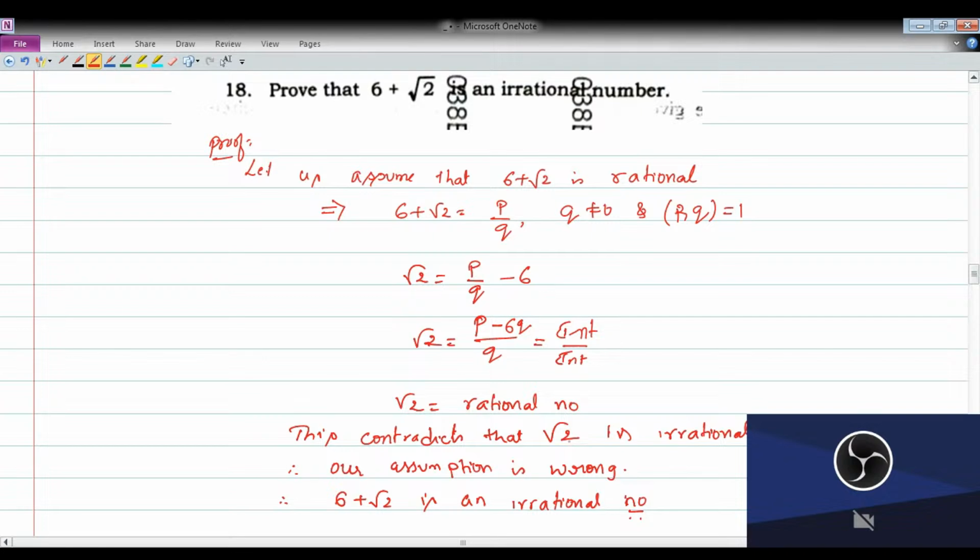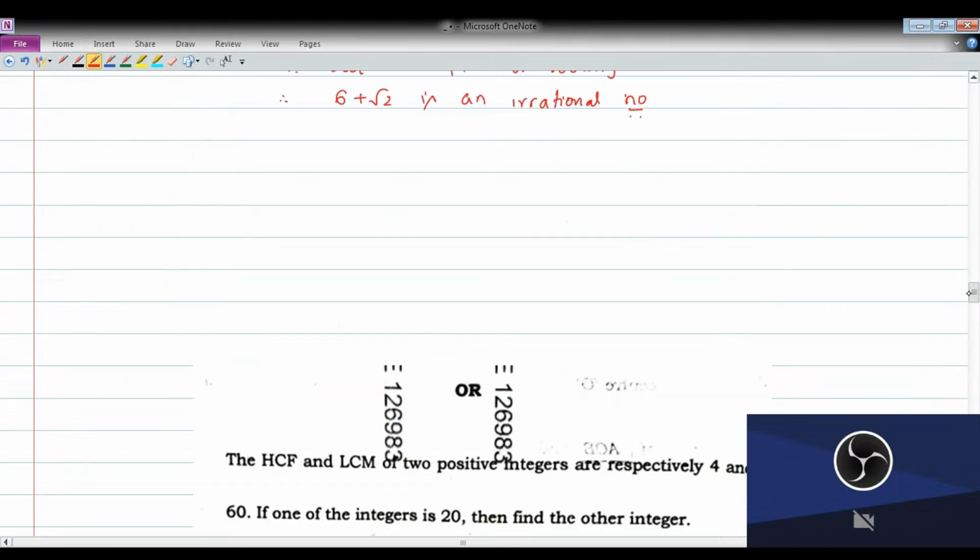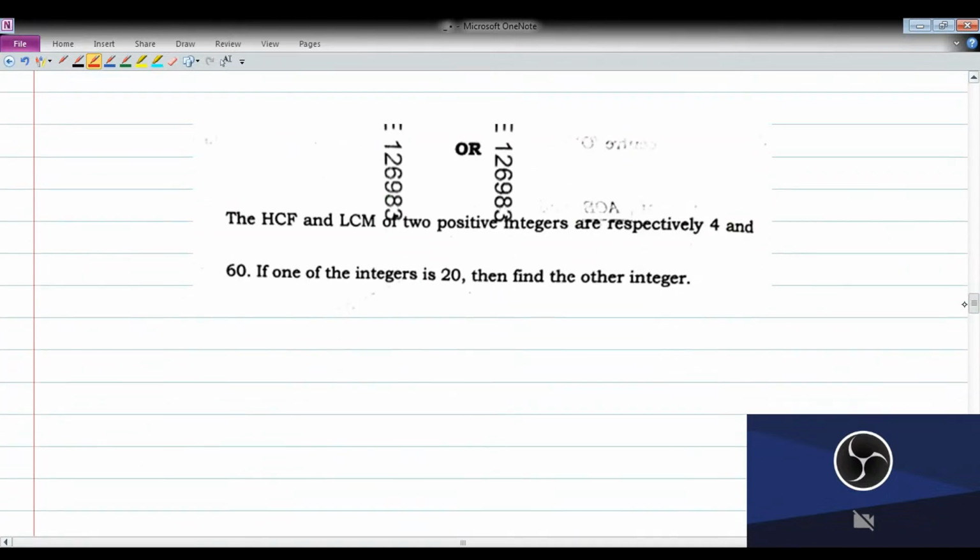Now I am going to take question number 19. There is an internal choice for the same question. Find the HCF and LCM of two positive integers. The HCF and LCM of two positive integers are respectively 4 and 60. That means they have given HCF as 4 and LCM as 60. Now, if one of the integers is 20, find the other integer.